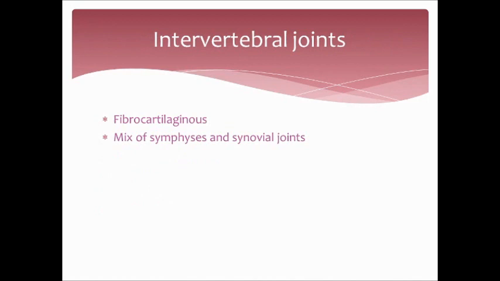One of the first main joints we're going to talk about are the intervertebral joints between your vertebrae in your back. These are fibrocartilaginous joints, and they're a mix of symphyses and synovial joints, so they're a little bit movable, but not that movable.